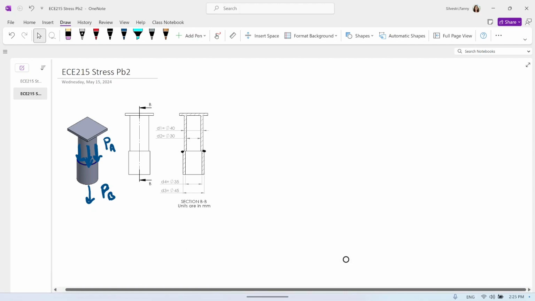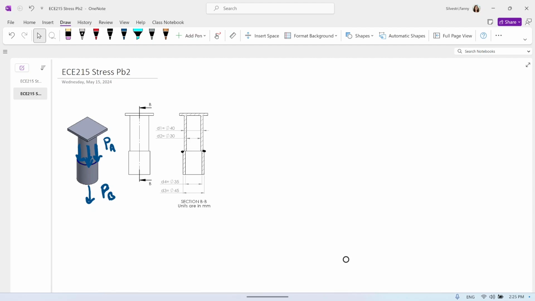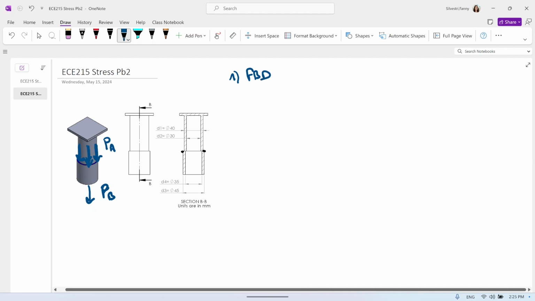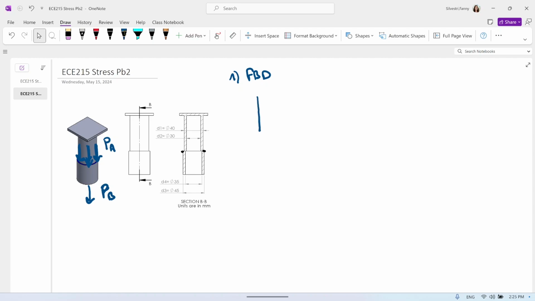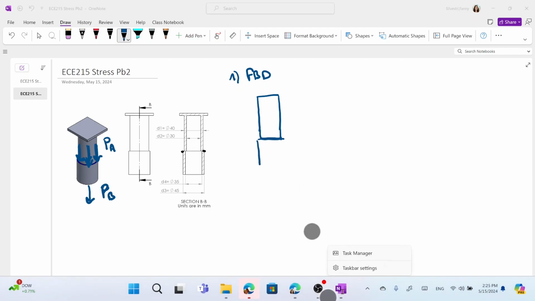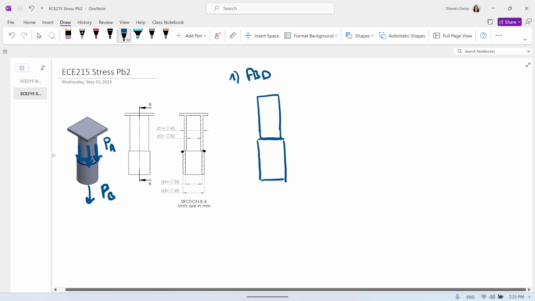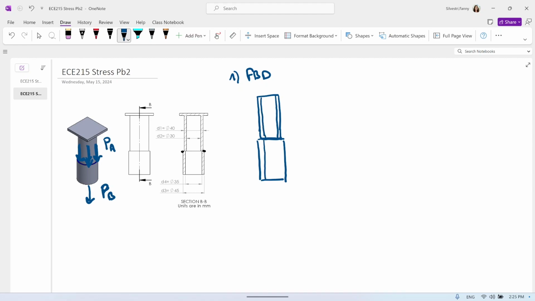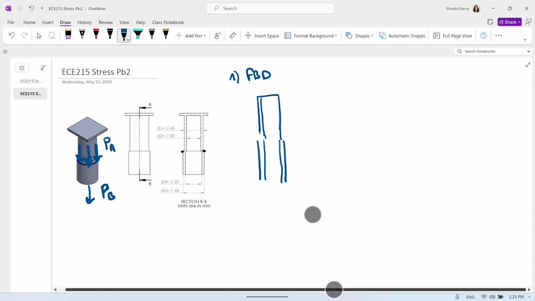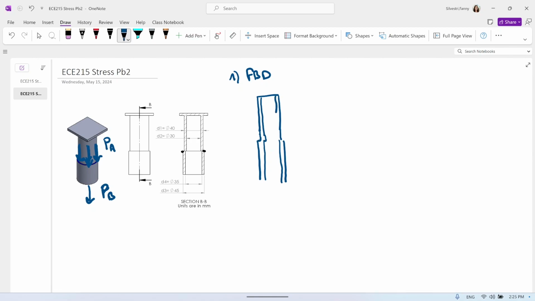So what are the first steps? I know we kind of skipped this step in the first problems, but the first step is always a free body diagram. So let's do a free body diagram. We have the smaller pipe on the top and the larger pipe on the bottom. So it looks like this.